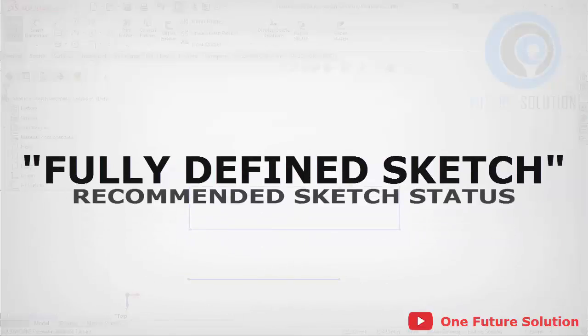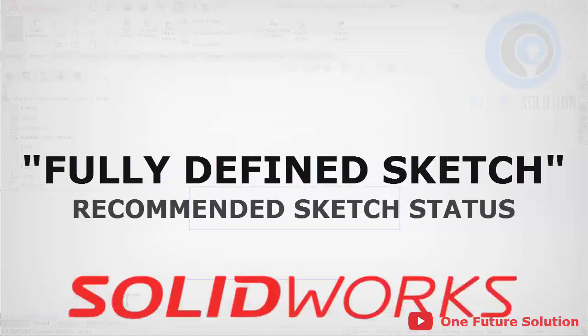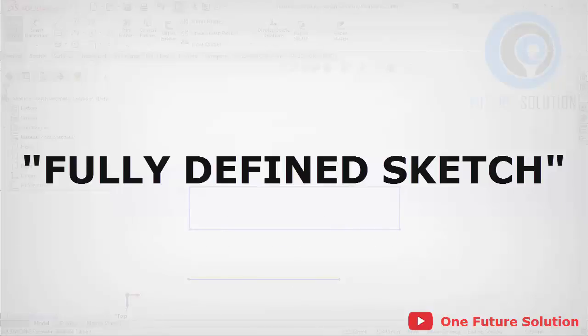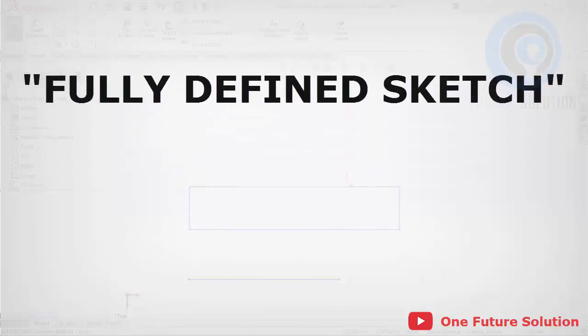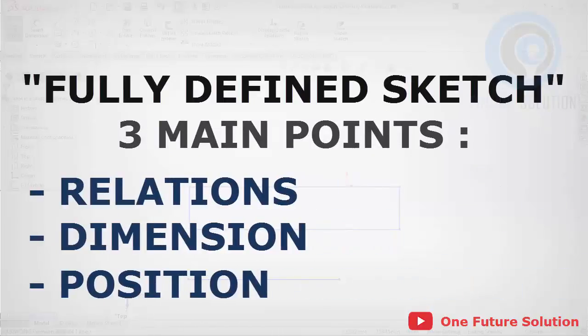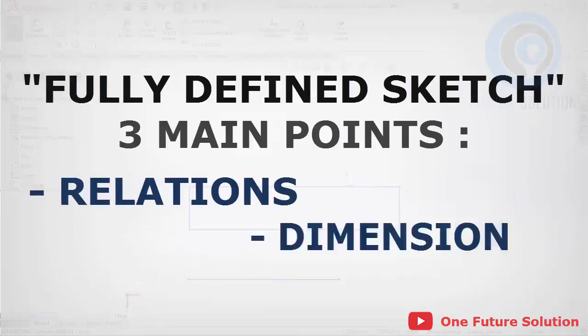Then, fully defined sketch status. This is the recommended sketch status for our sketch in SolidWorks. Fully defined sketch means our sketch is already completed and ready to use. To create a fully defined sketch, we need 3 main points: relations, dimensions, and position. Remember, relations, dimension, and position.